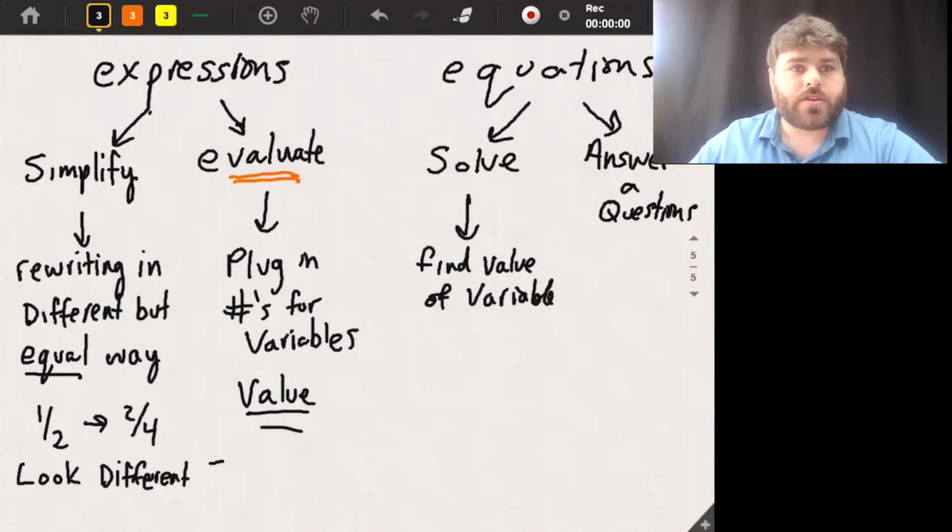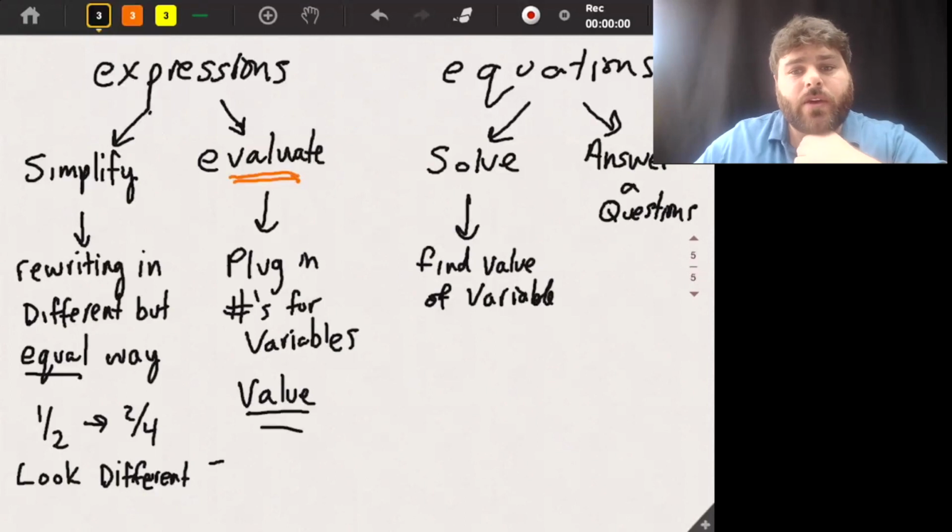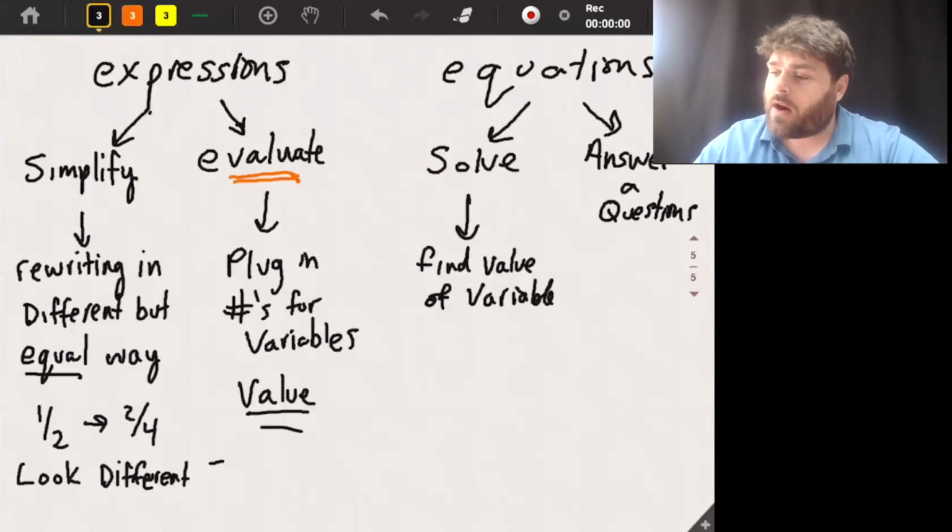All right. So with expressions, we didn't really find the value of a variable. Well, if we're evaluating them, we're finding the value of the expression. But with equations, when we solve, we're actually finding the value of the variable. I want to know what that unknown quantity is. What is x? Oh, it's 10, or it's 20, or negative 5. So that's ultimately our goal when we're solving, is to actually find the value of the variable.